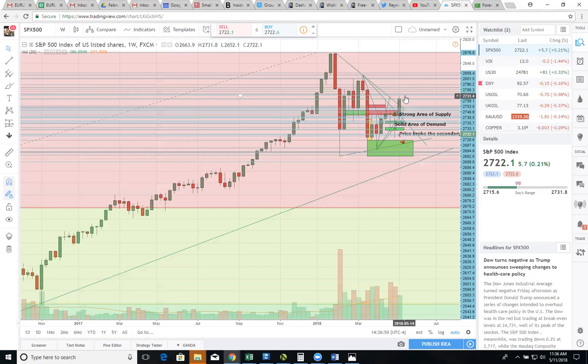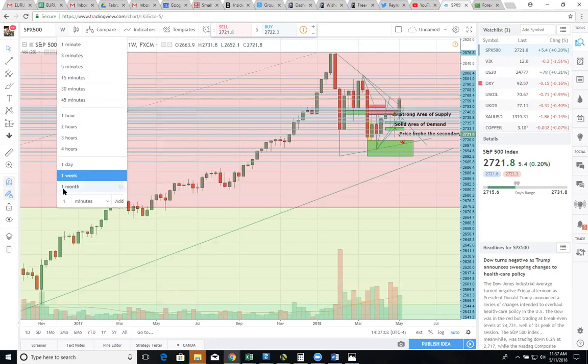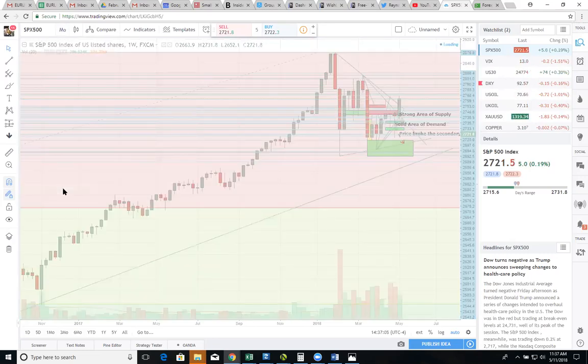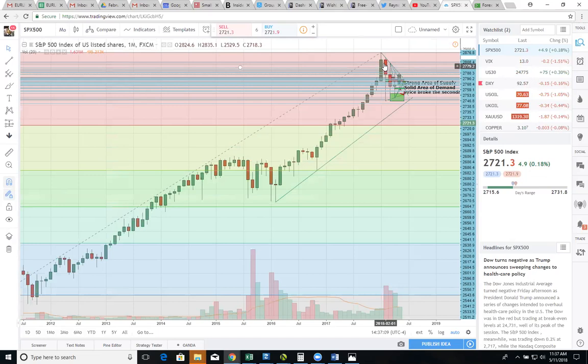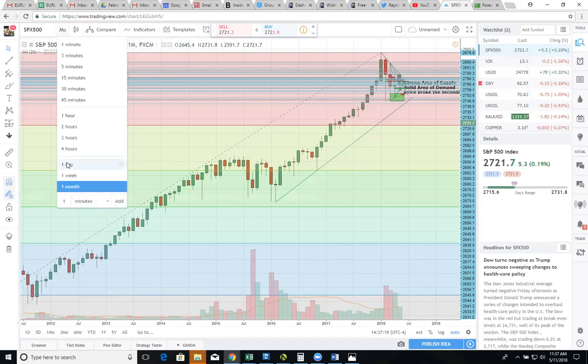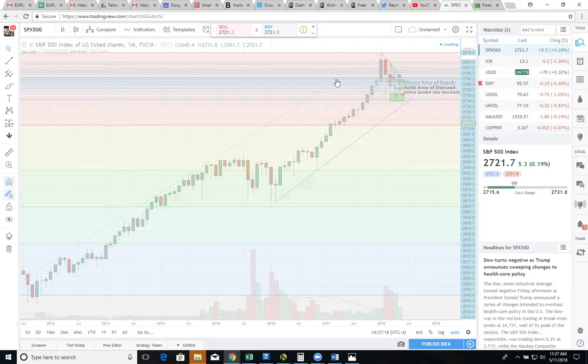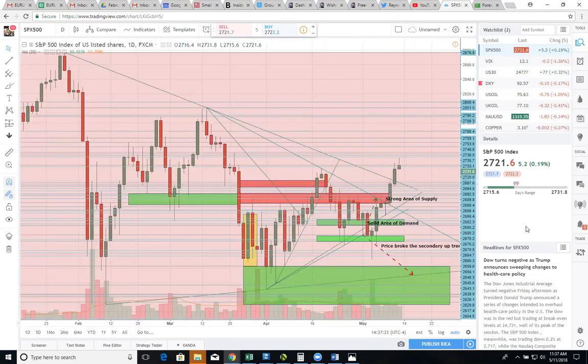hence the odds and probability of continuation of the buyers to the upside is highly probable. This correction is perhaps finished. Why? Because the monthly time frame also shows a very good strong correction, higher low, next one either higher high or lower high. All right, so that's how you can dictate from the hierarchy of time frames, from a bigger time frame to a smaller time frame too.